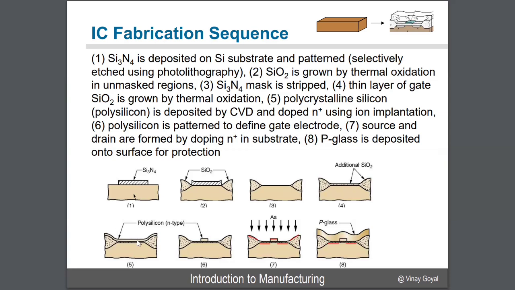So this is going to be done with a chemical vapor deposition process. And then we're going to pattern it with a gate electrode. That's what you see here. And then we're going to apply a source and drain to form the N plus substrate. So that's what you see here in red. And then we're going to apply a P-glass onto the surface for protection. So those are the kinds of steps needed for the integrated circuit fabrication process.